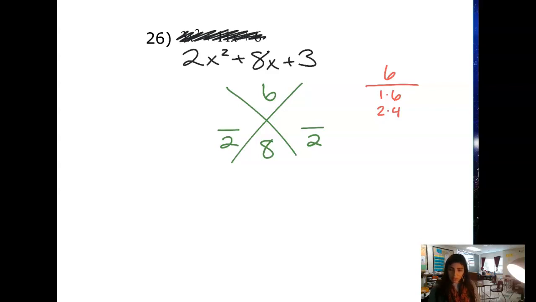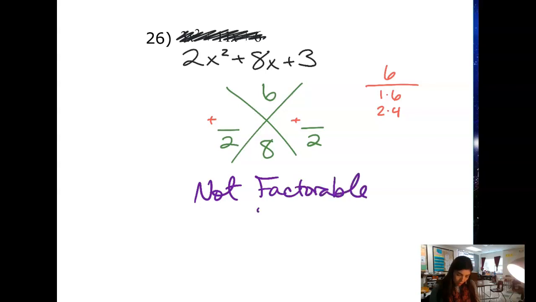And hopefully you're like me and you're looking at this list and saying, well, if the top is positive and the bottom is positive, then they're both positive. So there's a plus and a plus, but 1 plus 6 is not 8, and 2 plus 3 is not 8. So there's no more combinations. When this happens, when you can't actually solve your X puzzle, this polynomial has no real factors. We would call it not factorable. Or you might see the phrase no real factors.